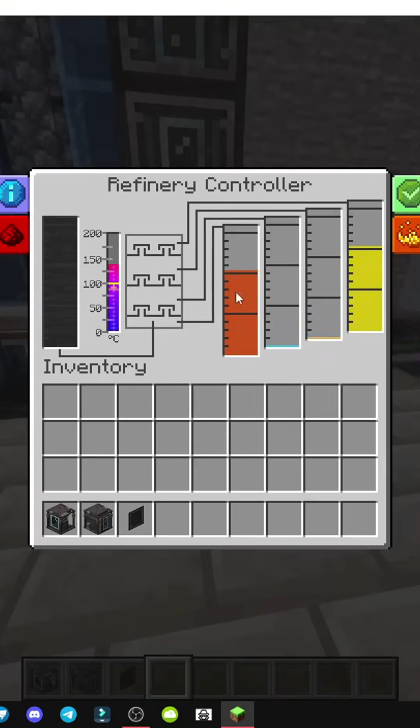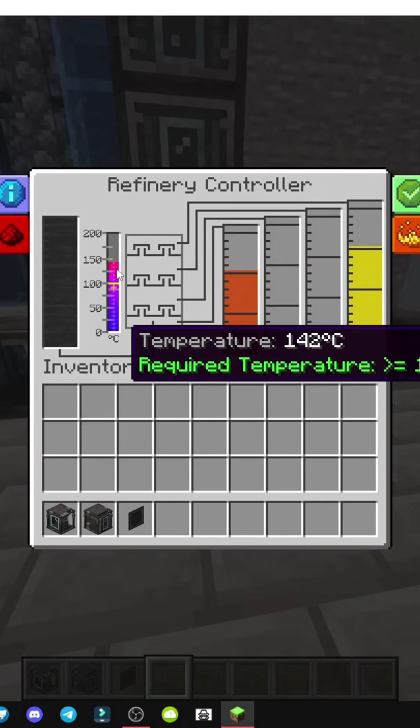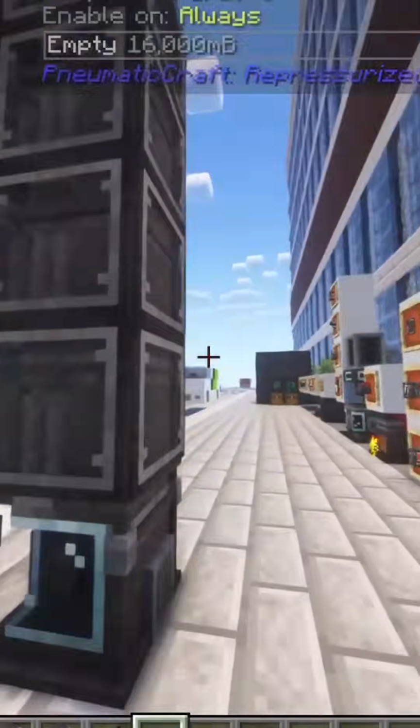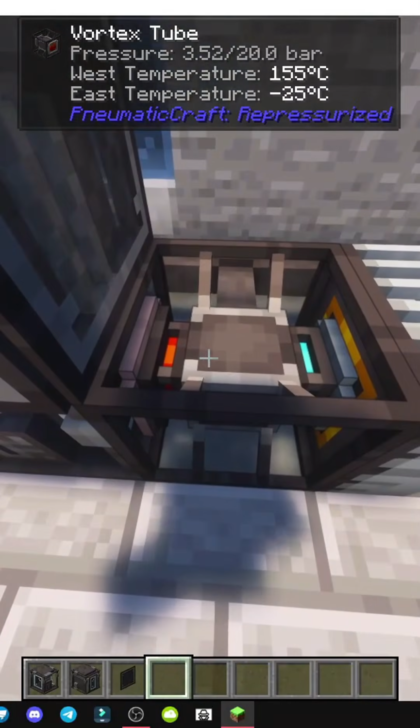And in fact, up here, it seems the temperature is rising. So maybe we should put one up there too. And now you can see how everything's processing, the crude oil, because the temperature is ideal.